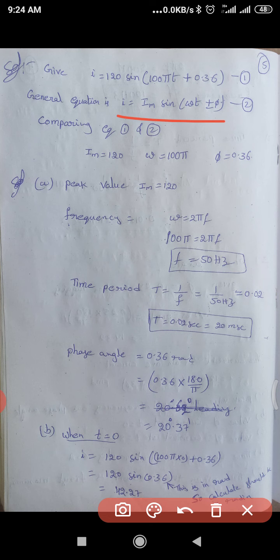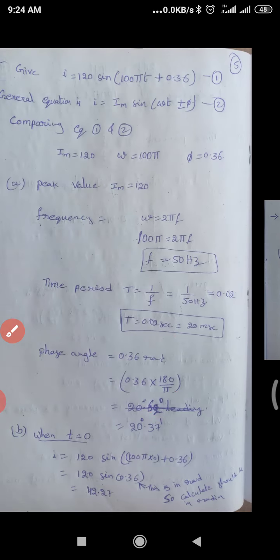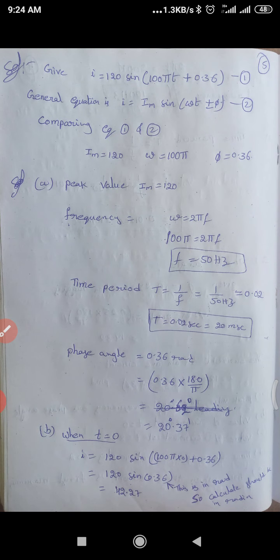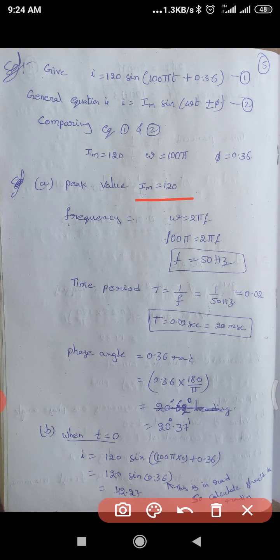By comparing equation number 1 and equation number 2, we get Im is equal to 120, omega is equal to 100 pi, phi is equal to 0.36. Now let us see the first one: peak value, time period, frequency and phase angle. So here peak value is equal to Im is equal to 120. By watching these equations directly we write that Im is equal to 120.